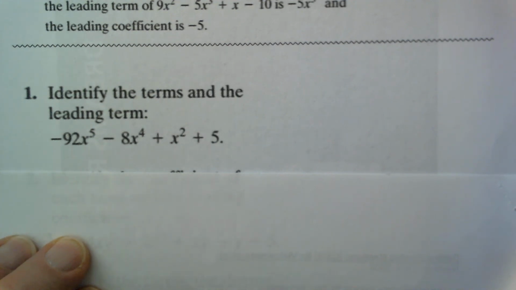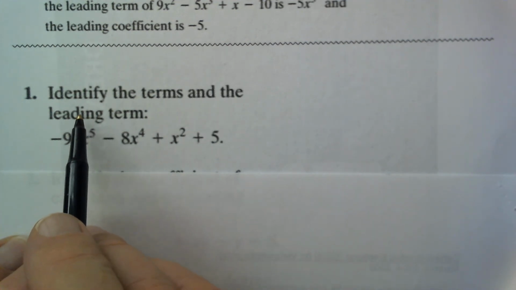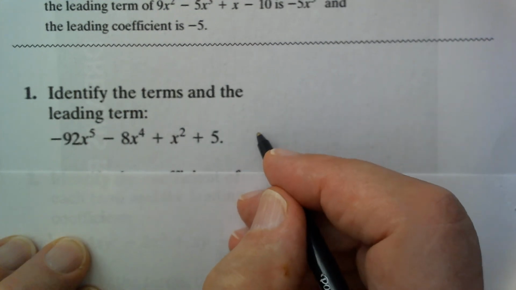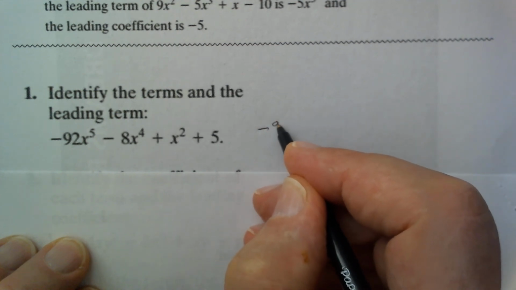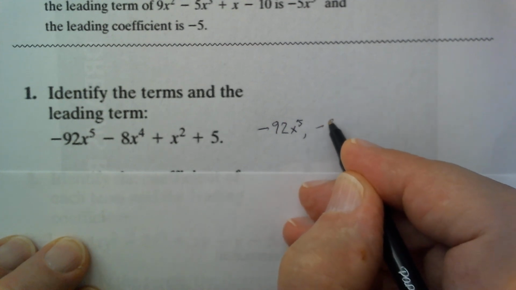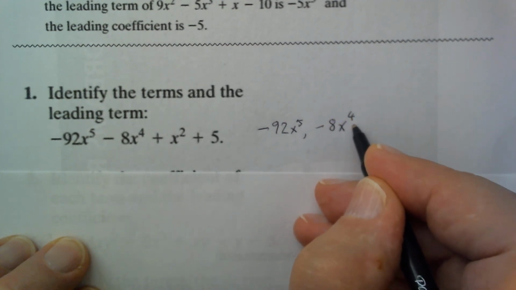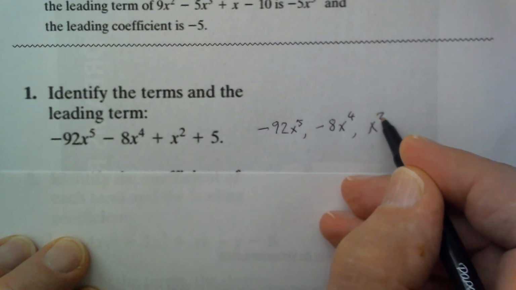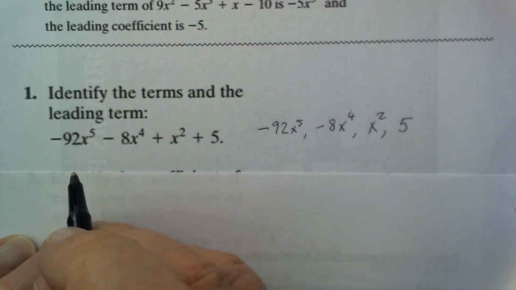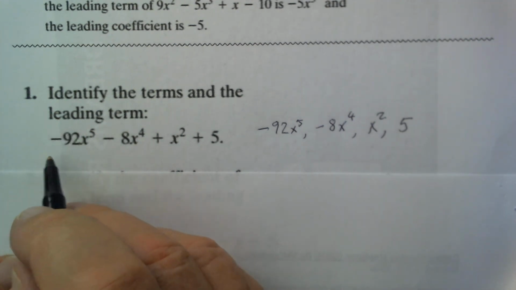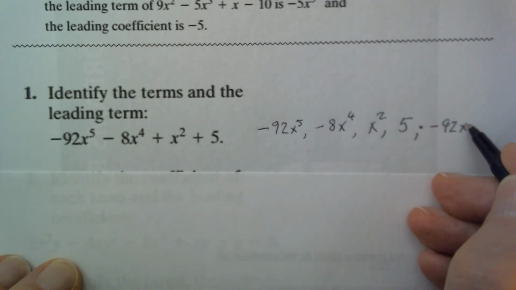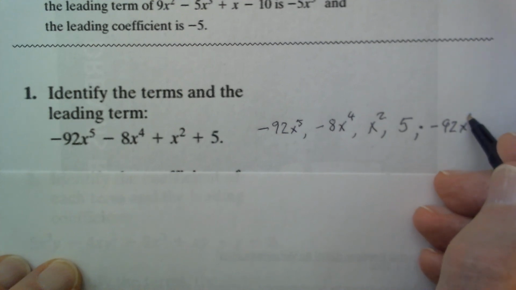And let's put this knowledge to work here. Example 1: identify the terms and the leading terms. The terms are minus 92x to the 5th, minus 8x to the 4th, x squared, and 5. So these are the terms. And the leading term is the one with the highest degree, so that's minus 92x to the 5th. That is the leading term.